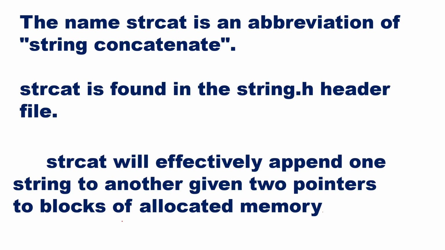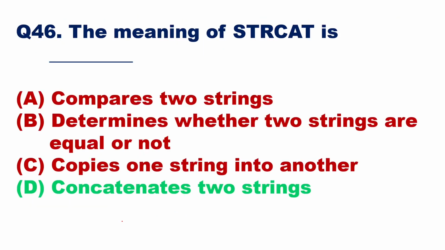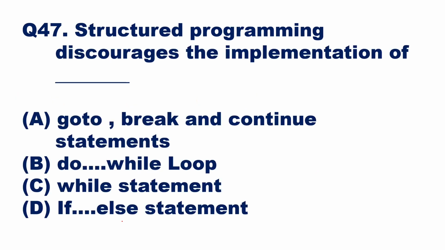STRCAT is found in the string.h header file. STRCAT will effectively append one string to another, given two pointers to blocks of allocated memory. So it is string concatenate. The meaning of STRCAT is option D, concatenates two strings. Then we'll go to the next question, question 47.